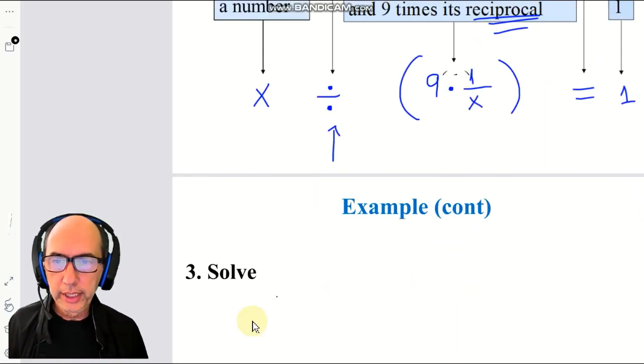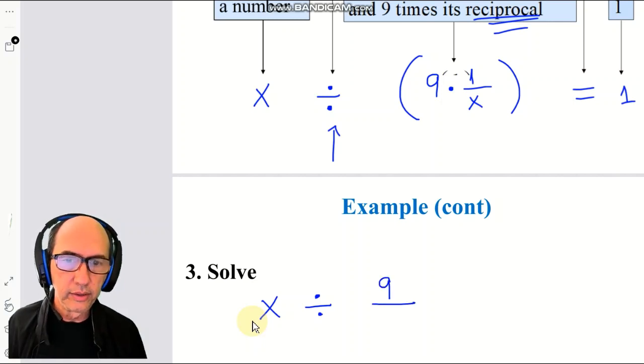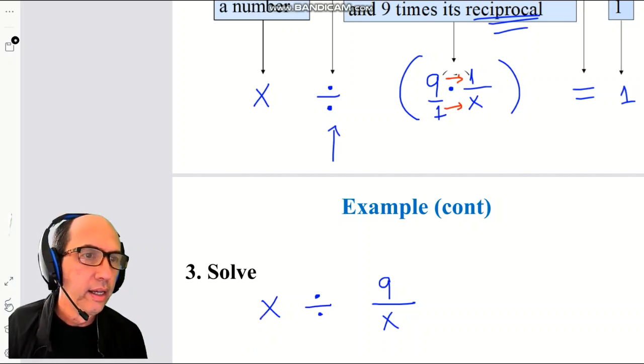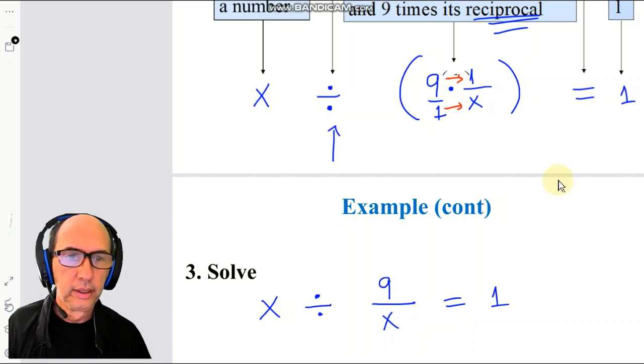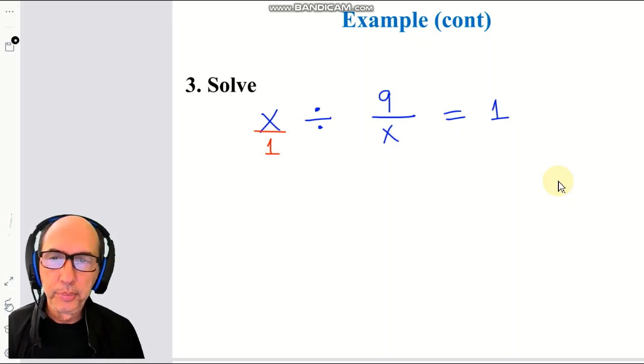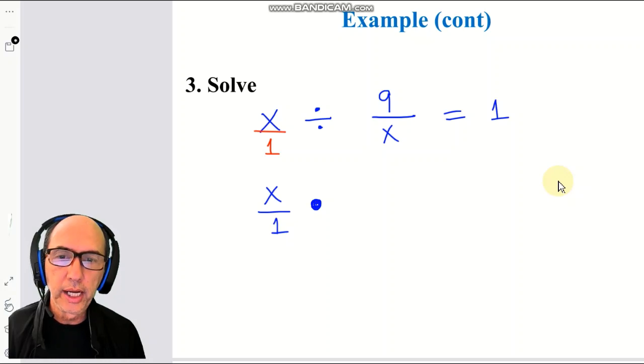Now we have the equation. We can solve for x. Keep the division by 9 times 1 over x, which is 9 over x. Remember, this is 9 over 1, and the multiplication is 9 times 1, 1 times x, so 9 over x. Okay, equals 1. Division of fractions. We don't have a fraction, but we can always write it as a fraction: x over 1 divided by 9 over x. Change, flip. Keep the first, x over 1, change the division into multiplication and flip the second. x over 9 equals 1.